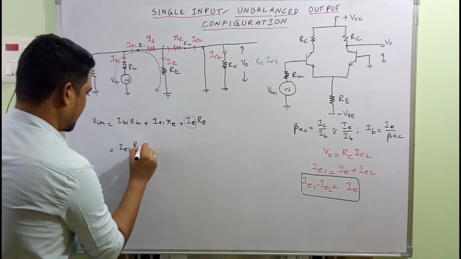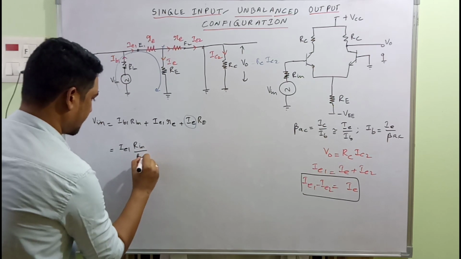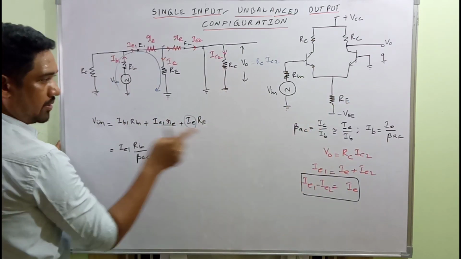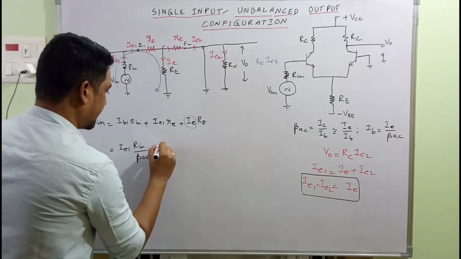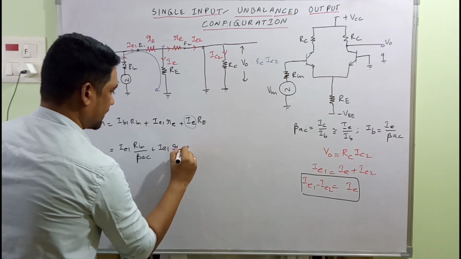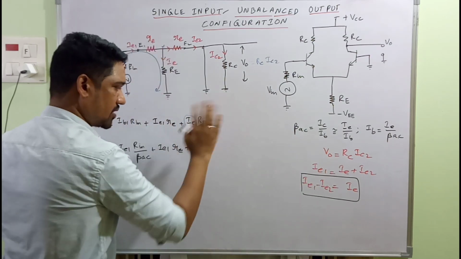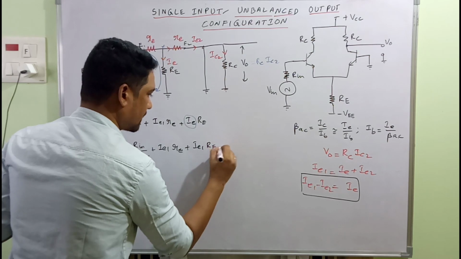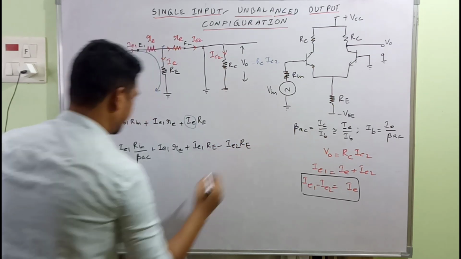into Rin by beta AC. From here, this one IB could be IE by beta AC, so I have plugged in that with that one, plus IE1 RE plus its RE, don't get confused, and this one with this one, in the sense simplifying it, IE1 RE minus IE2 RE. Please make a note of these equations.